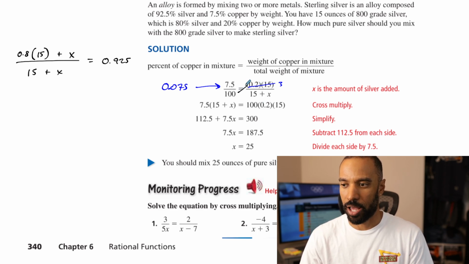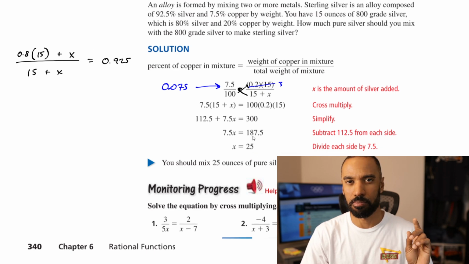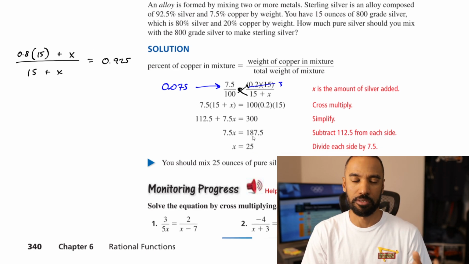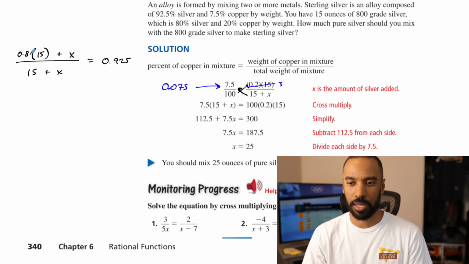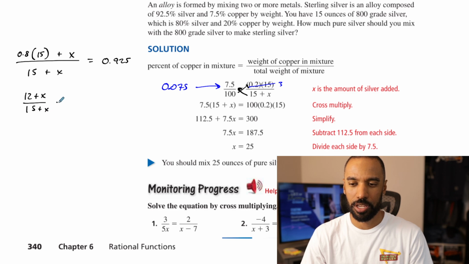They cross multiply. 100 times 3 is 300, and they cross multiply over there, and then they solve. They get x equals 25, which I guess means you need to add 25 more ounces of pure silver for this to work. So in this one here, let me try it on this one and see if it works. 80% of 15 is 12. So we're doing 12 plus x over 15 plus x. And no, you cannot cancel anything out or reduce anything there.